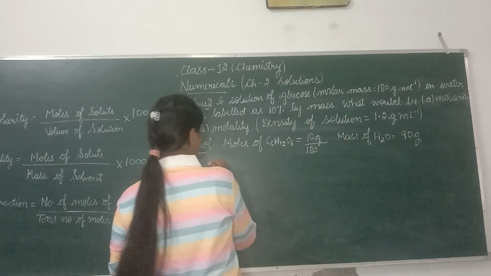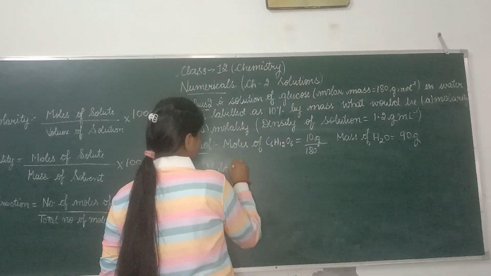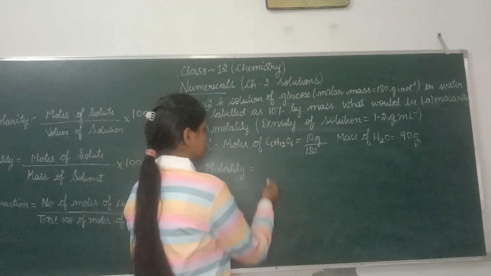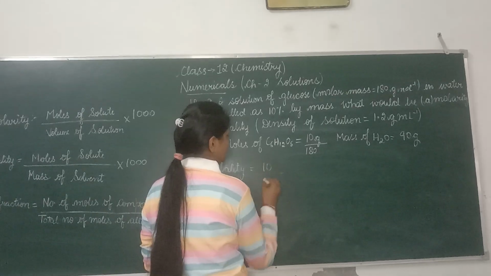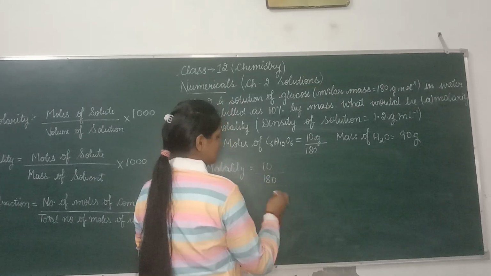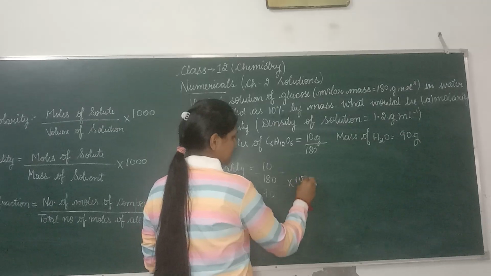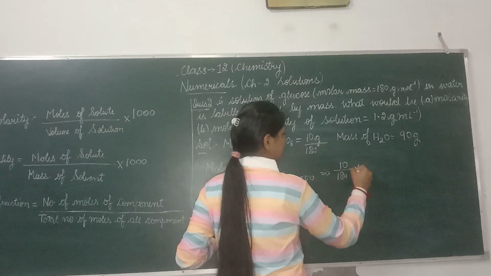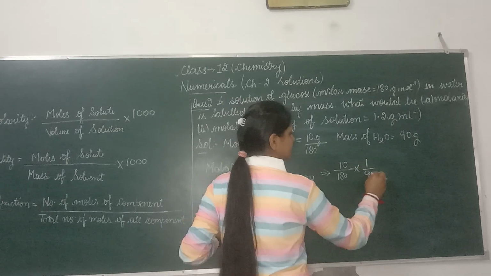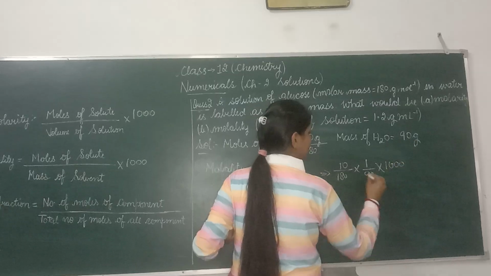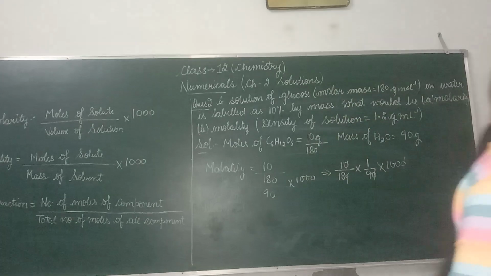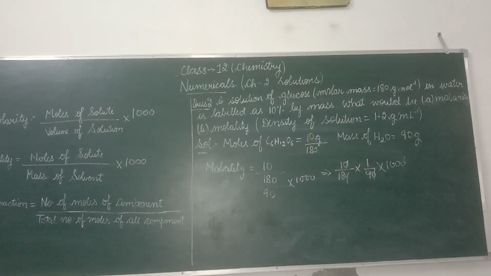We have to put the values in the formula and calculate the molality. Moles of solute is 10 upon 180, upon 90, multiplied by 1000, which can be written as 10 upon 180 into 1 upon 90 multiplied by 1000. Solving all these equations, we get the value of the molality, which is 0.618 molal.